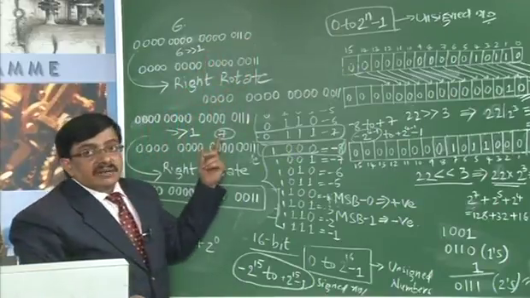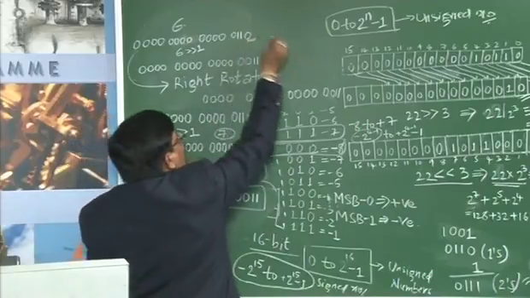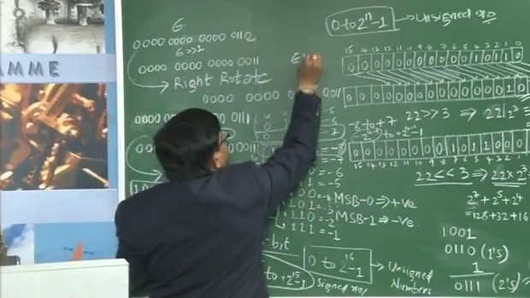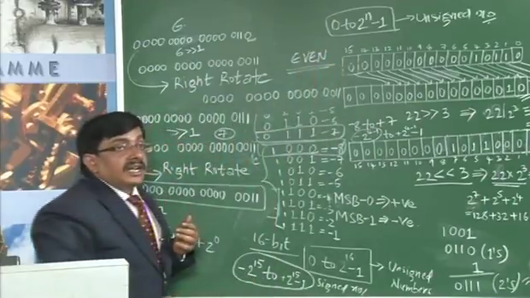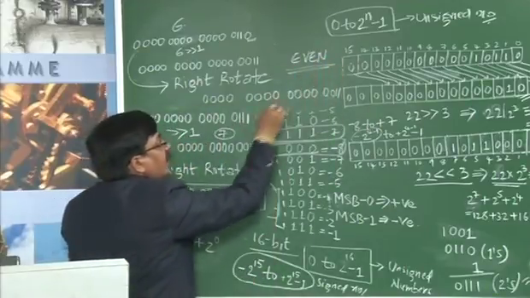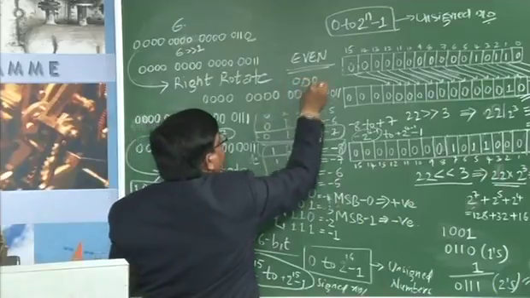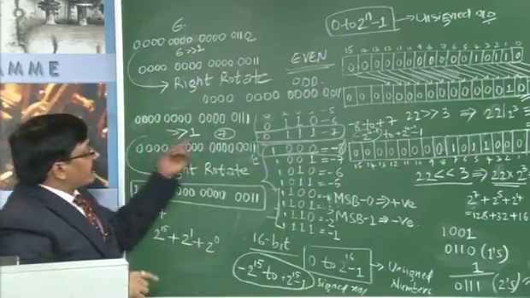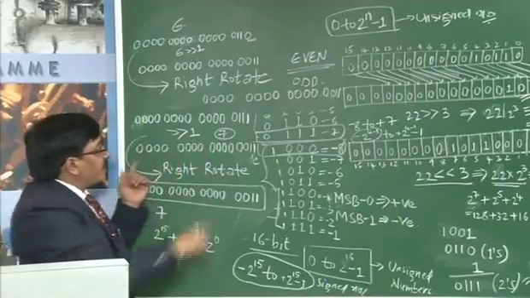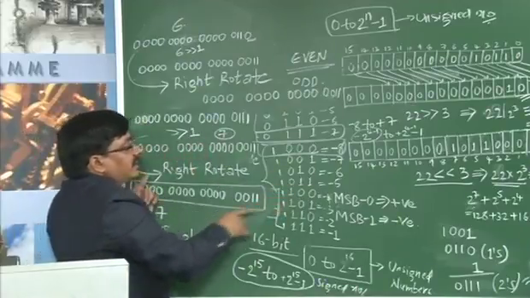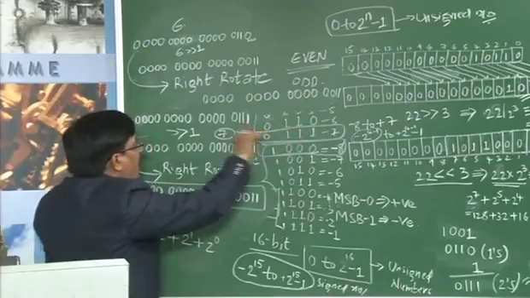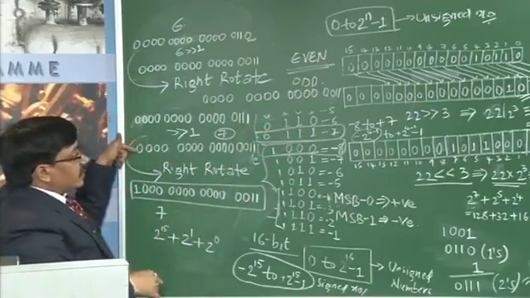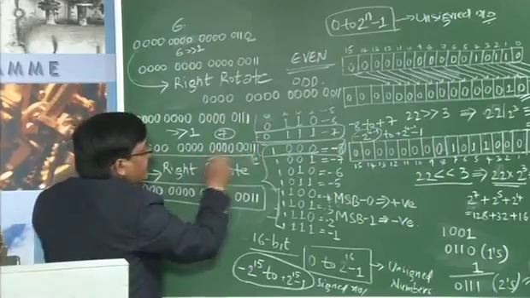And in a binary number, whenever the last bit is 0, the number is an even number. But whenever the last bit is 1, the number will be an odd number. In the case of an odd number, when I perform the right shift, only 1 bit position is shifted right, and this 1 will be removed, and on the left side we will add 0.